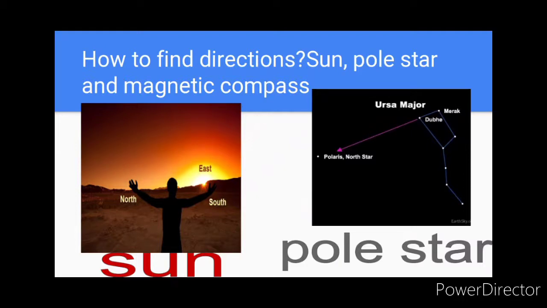First of all, we use the sun. If it is morning time, when it is sunrise, you will stand facing the sun, as shown in the picture as well as in your textbook. You will face the sun, and we all know that the sun rises from the east, so that direction is east. So obviously the direction behind us is west, and then accordingly we can decide north and south.